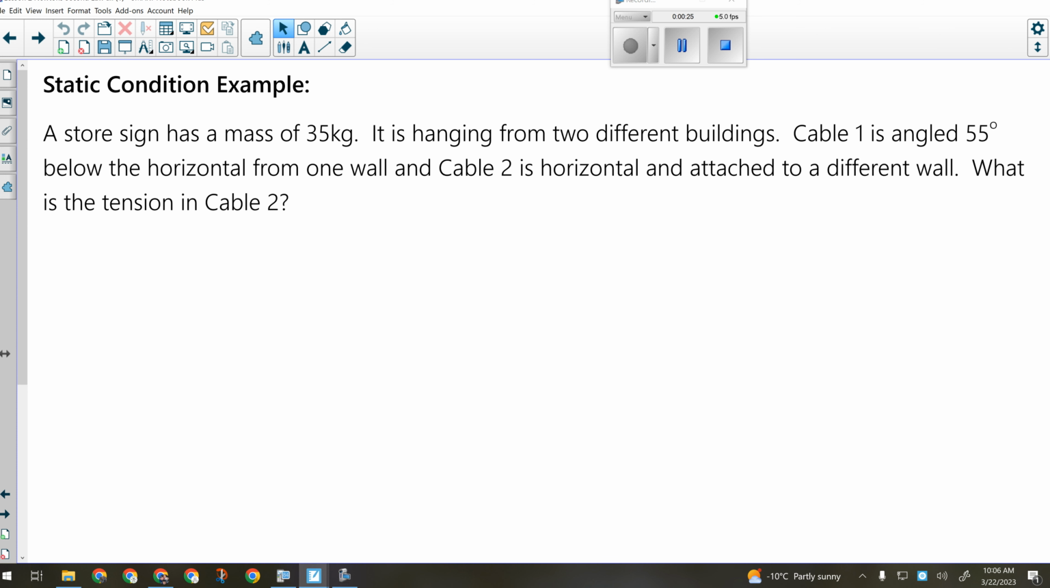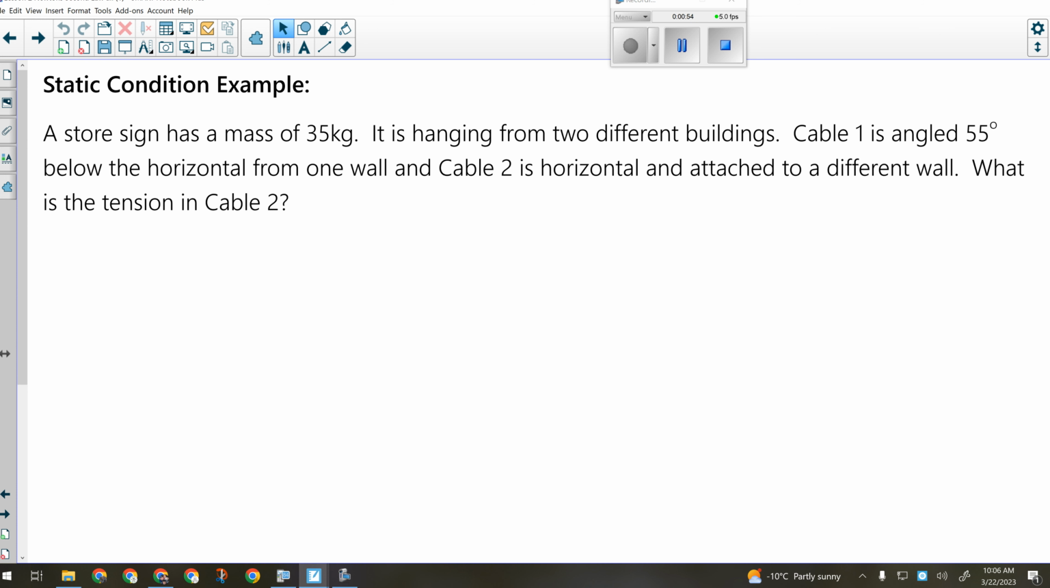What does the word static mean? Doesn't change, it's the opposite of dynamic. Okay, so even though we're in the dynamics unit, we do still have situations that involve static conditions. Okay? In a static condition, the object is not moving, or its velocity is not changing.